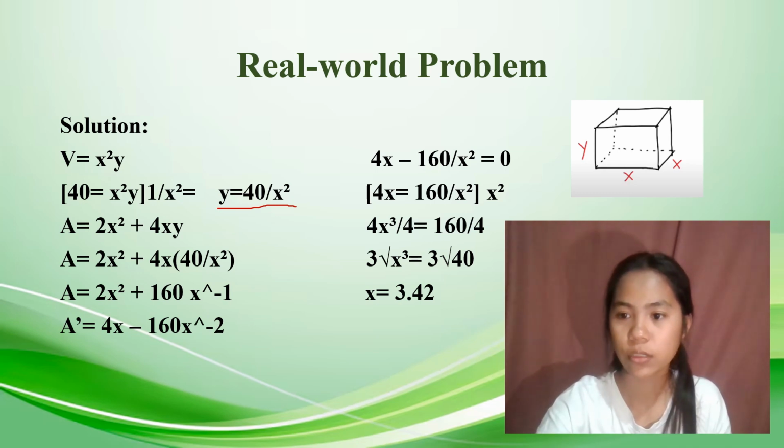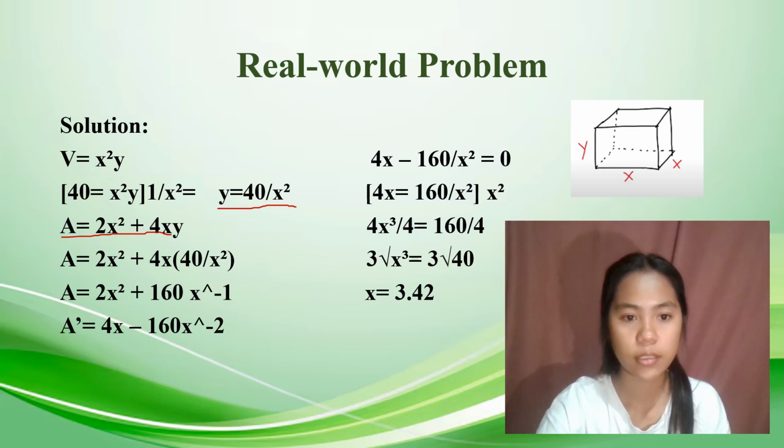After that, we have to look for the surface area of the package box in order for us to proceed in applying derivatives in our equation. So now we have the surface area equals 2x squared plus 4xy. The next thing we're gonna do is substitution, where we substitute the value of y, which is 40 over x squared, and then we simplify it. So now we have 2x squared plus 4x multiplied by 40 over x squared.